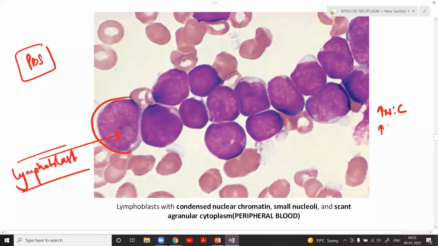Yes, they have a coarse chromatin. Along with that, they have a scanty, agranular cytoplasm. Also, the nucleoli is inconspicuous, not that much present. So that is why we are calling it this. And look, compare it with the size of a normal RBC. It is much, much bigger than a normal RBC, so this is not a small lymphocyte also.